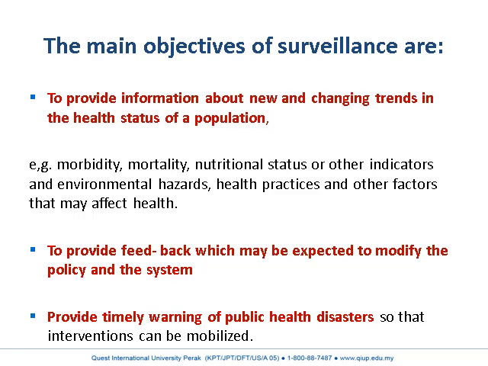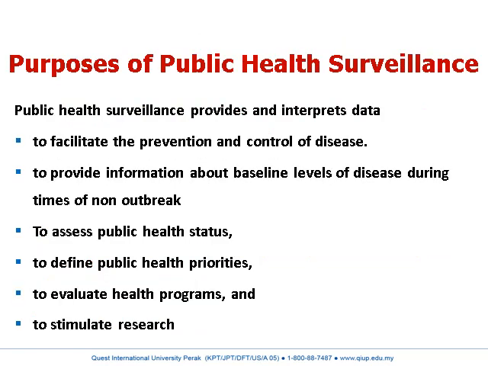Provide timely warning of public health disasters. So the surveillance system can identify public health disasters so that interventions can be mobilized. Like a surveillance camera, they can identify the problem at an early stage so that disasters can be suspected, and interventions can be mobilized. Resources can be mobilized. Now we will go through the purposes of public health surveillance.